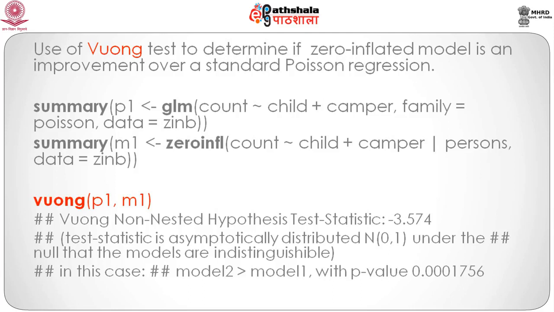Having fitted these two models, we can type vuong(p1, m1), and this will perform a test of the non-nested hypothesis comparing these two models. We see here that the value of the test statistic is minus 3.574, and the p-value is 0.0001, which suggests that there has indeed been a benefit due to using the zero inflated model to model the data.